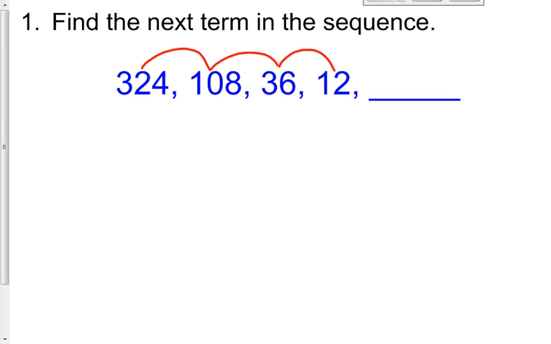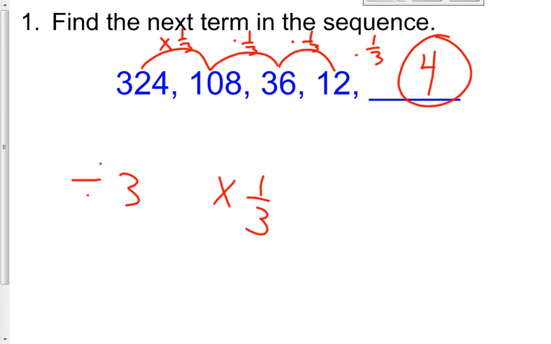Some of you might be saying right now, well, to get from 36 to 12, you divide by 3. How do you get from 108 to 36? You divide by 3. Now, you are right when you say that, but I want you to be careful because a common ratio is always found by multiplying. So if you divide by 3, that's the same thing as multiplying by the reciprocal. So what you're actually doing is multiplying by 1/3, times 1/3, times 1/3. So what is 12 times 1/3? Well, the answer obviously is 4. So my answer on this one is 4.